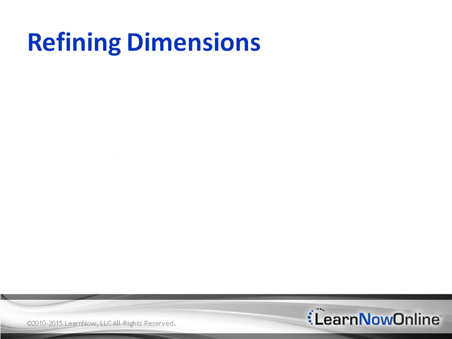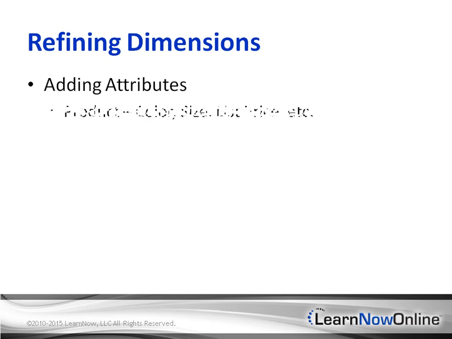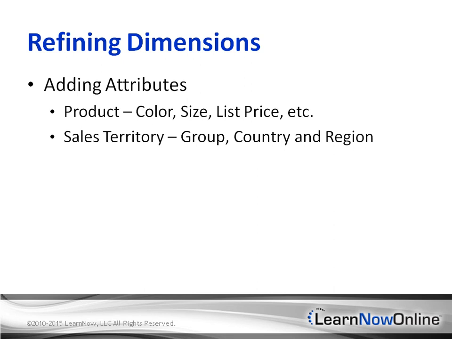Let's talk about refining the dimension. First thing we'll talk about is adding attributes. Additional attributes will need to be added for some of the dimensions, like product color, size, and list price. The sales territory is going to need a hierarchy. That hierarchy we're going to create is group, country, and region. When we get to the customer dimension, we're going to want to concatenate the first and last names together for a full customer name. We're also going to add logic to interpret the single character gender into a more descriptive value.